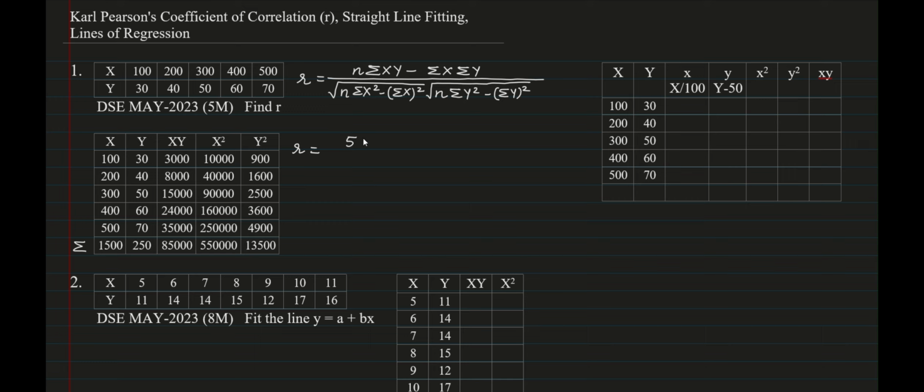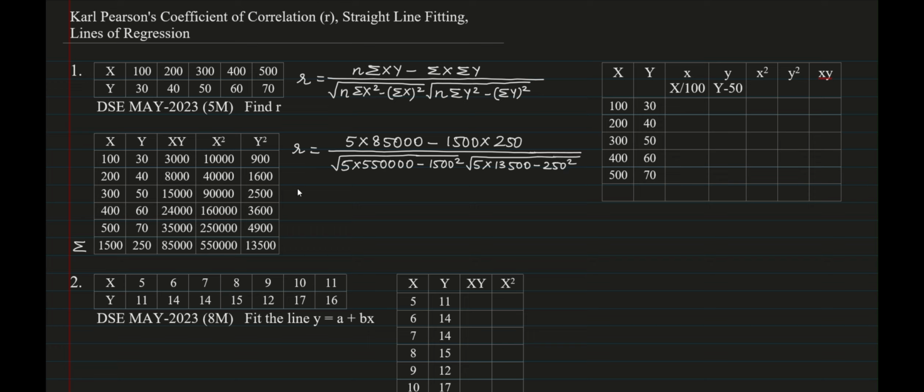N is the number of observations, that is 5, into summation xy, which is 85,000, minus summation x, which is 1500, into summation y, which is 250, the whole upon square root of 5 into summation x square, which is 5,50,000, minus summation x, that is 1500 square, into square root of 5 into summation y square, which is 13,500, minus summation y, which is 250, so 250 square.